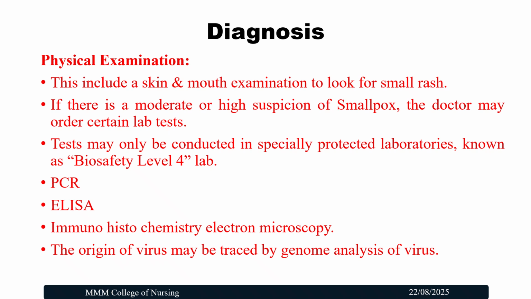Then a PCR test is done. PCR and restriction fragment length polymorphism analysis are used to identify the specific strains. Then the ELISA test, a serological test that measures variola virus-specific immunoglobulin and antigen to aid in the diagnosis of the virus. Immunohistochemistry and electron microscopy are also used to find the disease condition. The origin of the virus may be traced by genome analysis of the virus.